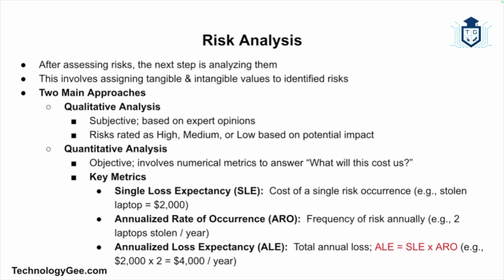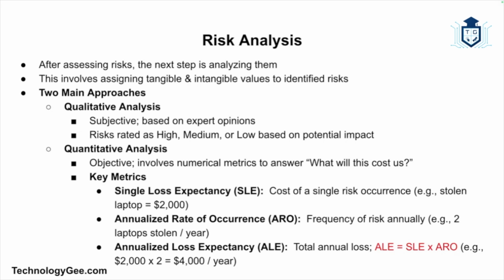And the key metrics for quantitative analysis include the following. You have what is called a single loss expectancy, and this is the cost of a single occurrence of a risk. So for example, if a stolen laptop costs $2,000, that's your single loss expectancy. Then we have what is called an annualized rate of occurrence, and this is the frequency of a risk occurring annually. So an example would be if laptops are stolen twice a year, the annualized rate of occurrence is 2.